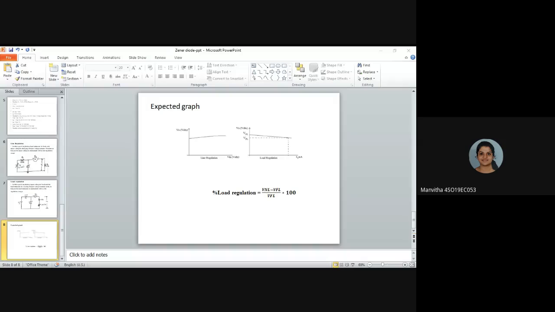A percentage of load regulation. No, no, no, don't get confused. Percentage of load regulation is given to measure how much it is regulated. That's it. Now I'm talking about the line regulation. There is a difference between load regulation and line regulation. I hope you are clear about that, right, Manvita? Yes, ma'am. So I am talking about line regulation now.